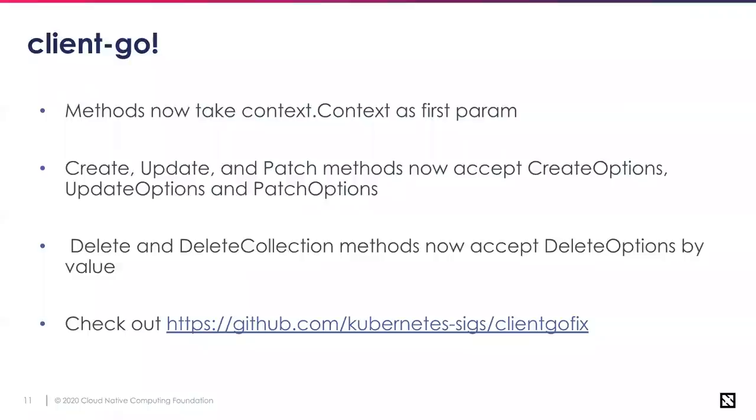One of them is actually with ClientGo. A lot of people use Kubernetes to host their applications, but another very important use is to build operators or build programs on top of Kubernetes, and this is where ClientGo comes in. With 1.18, there was a really large change that went into the codebase, where now every single method in ClientGo is going to take a context as a first argument, and this more or less aligns ClientGo to be more idiomatic, to align more with other API libraries that you might have seen in the wild.